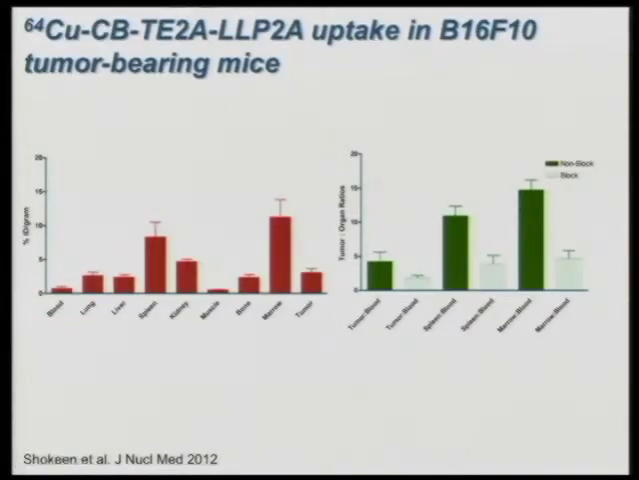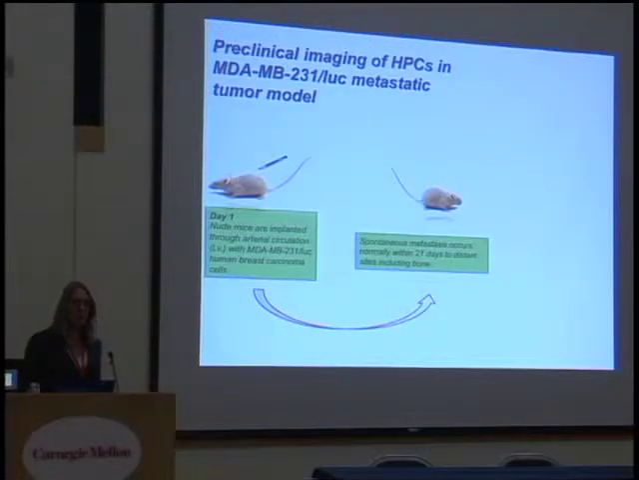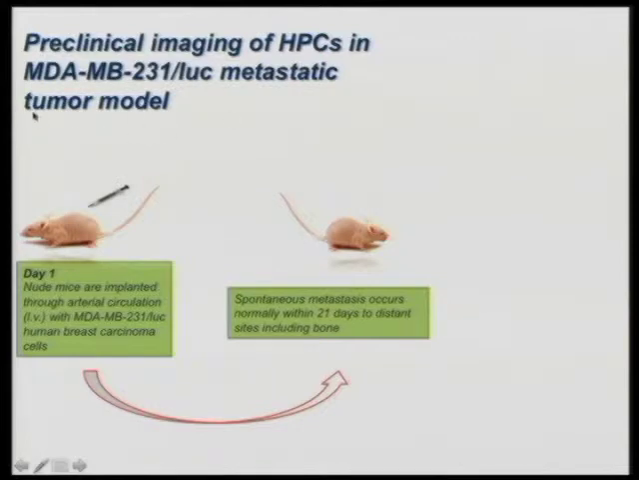We then did further studies in a melanoma tumor-bearing mouse model, and this is a biodistribution study showing that this compound gives specific targeting in the tumor, spleen, and bone marrow, all of which have high concentrations of alpha-4 beta-1. And if we add an excess of the ligand, we can block this uptake. So once we established that this molecule works and we can target alpha-4 beta-1, we then moved into the preclinical imaging of the hematopoietic progenitor cells.